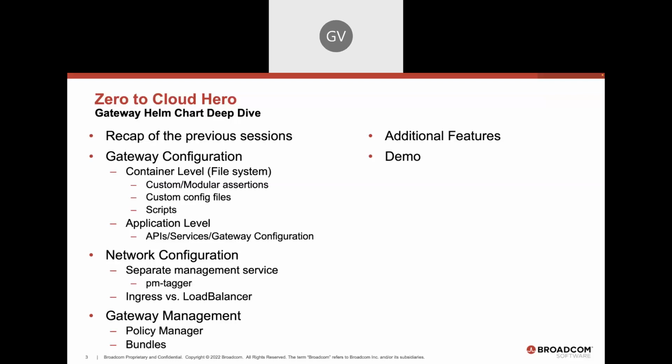So I'm going to break this down into two main areas. So gateway configuration, which includes container level. And so that's file system, custom modular assertions, custom config files, additional scripts that you want to run. And that kind of represents what you might be doing from an appliance gateway perspective. And one of the most frequent questions that we get from customers is, how do I take what I have on my appliance gateway and make that available on my container gateway? So we'll go through configuration of some of that.